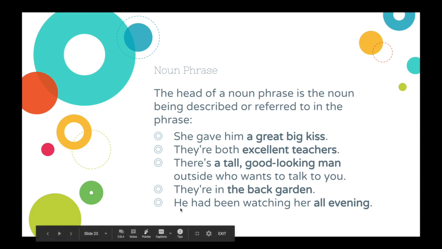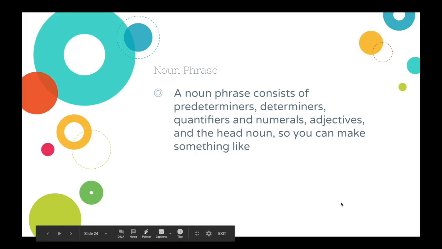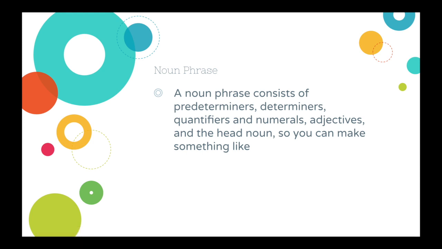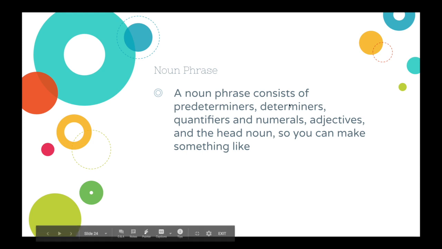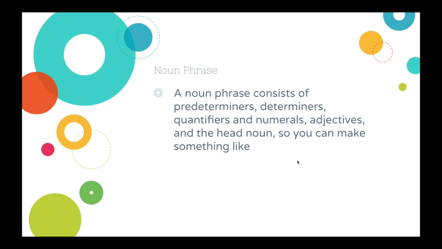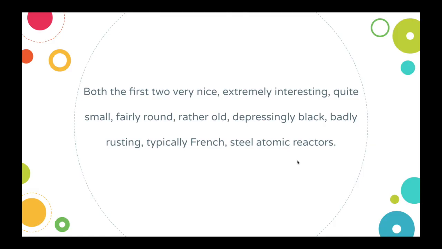And then, he had been watching her all evening. What do you call this one? Yeah, determiner. All is a determiner and it describes the evening. And then a noun phrase can consist of predeterminers, determiners, quantifiers, adjectives, and a head noun. So you can make something as long as this.